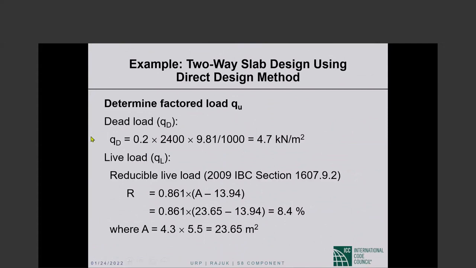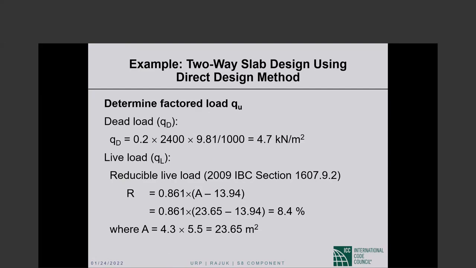Dead load: 200 millimeters is the slab thickness. 2400 kilograms per meter cubed is the unit weight of the concrete. 9.81 meters per second squared is the value of g. So all of that together gives you 4.7 kilonewton per square meter of dead load.